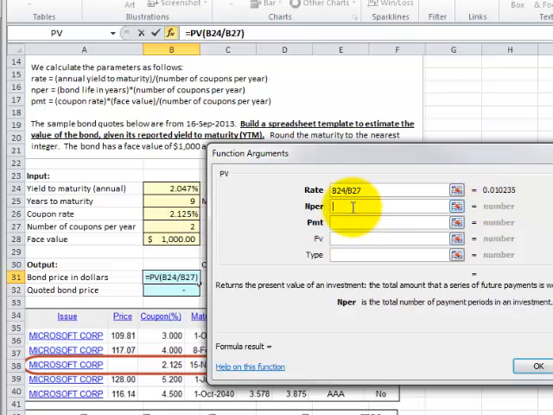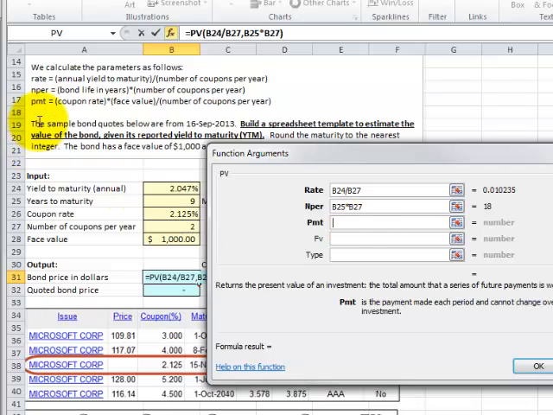For the number of periods, our equation says take the bond's life in years and multiply by the number of coupons per year. So it's a 9-year bond, and we'll multiply that by 2 coupons per year. We'll get a total of 18 coupon payments while we're holding this bond.